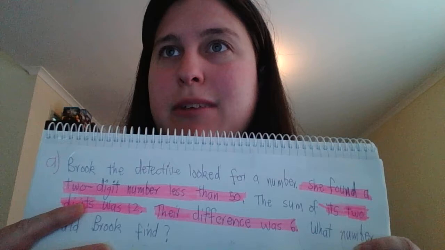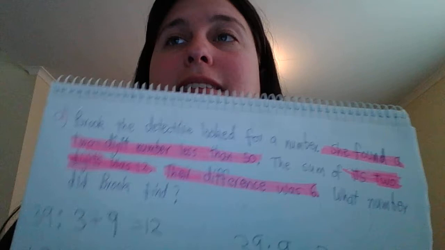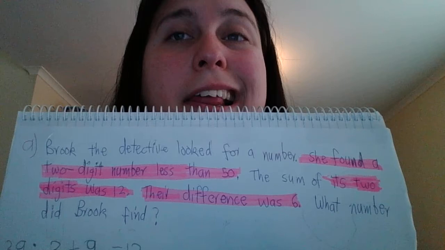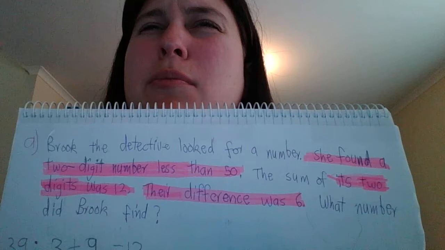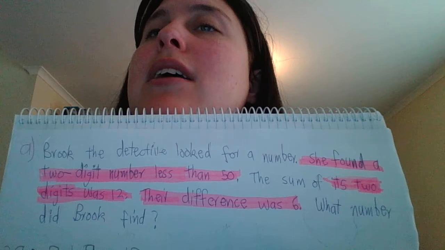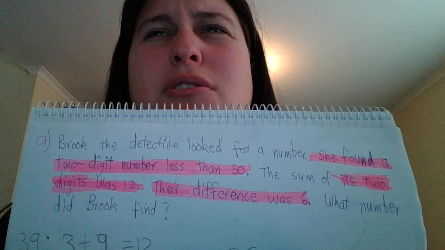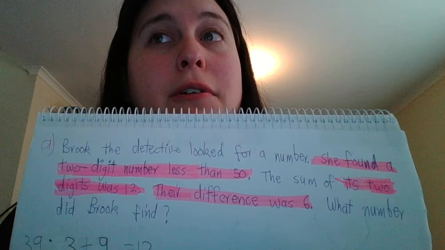Let's reread the question and highlight the important bits. Brooke the detective looked for a number. Well, that doesn't really give us much, does it? She found a two-digit number less than 50. We know that the number is less than 50. I'm going to highlight that so we remember. The sum of its two digits was 12. So when we add up the two digits, we should get 12. Better highlight that. Their difference was 6. The difference between the two digits needs to be 6. Better highlight so we can remember. What number did Brooke find? That part we're going to work out.